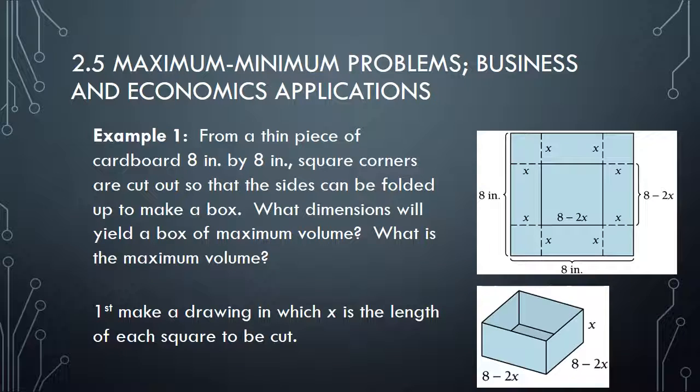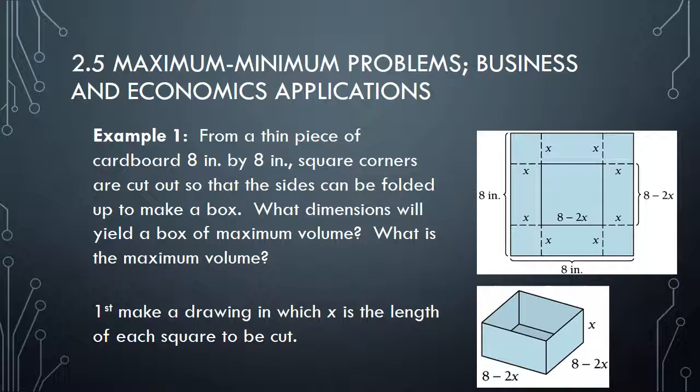Okay, so here we have our drawings. The first drawing shows the piece of cardboard itself with the dotted lines for where we're going to cut out our squares. We don't know the dimensions of the squares, so we will label the sides of the little squares we're going to cut out as x. And then we note that what that's going to do is reduce the length of the piece of cardboard, the size of our box, to 8 minus 2x, because you'll take x out from each side.